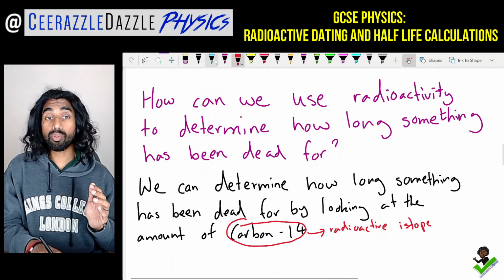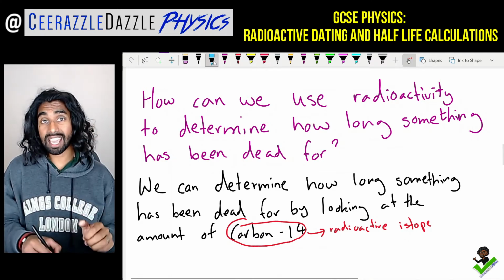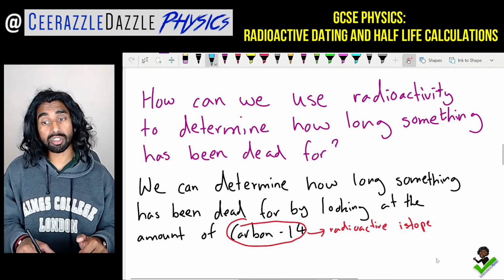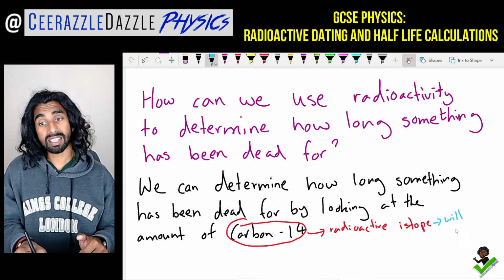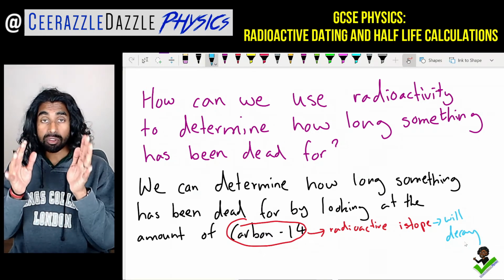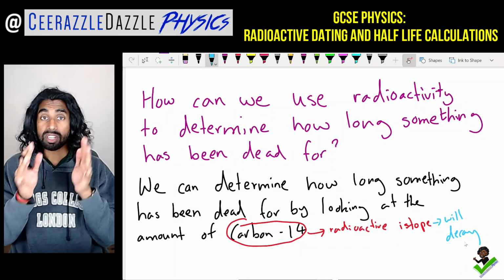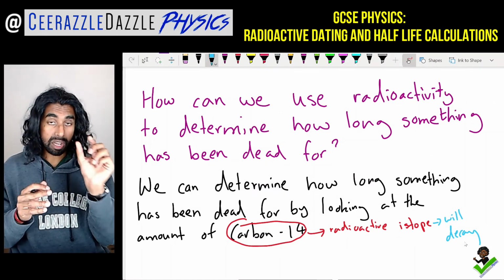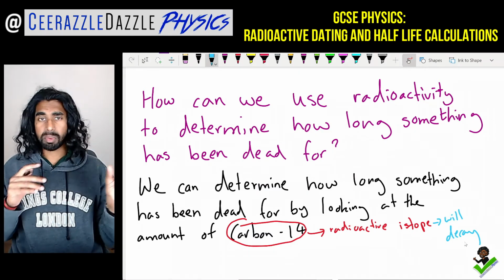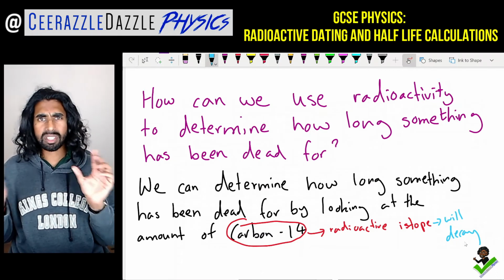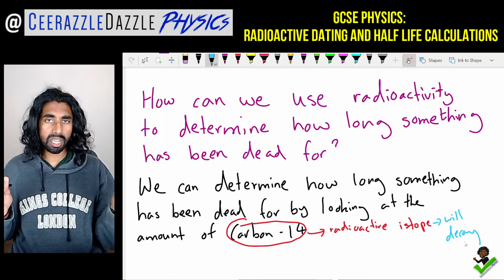And you know that all radioactive isotopes will decay as time goes on. So the radioactive isotope will decay. So scientists look at the amount of carbon-14 in the organism that has died. So you're probably a bit confused. You're probably thinking, well, where does this carbon-14 come from? Well, I'll explain it with the following diagram.